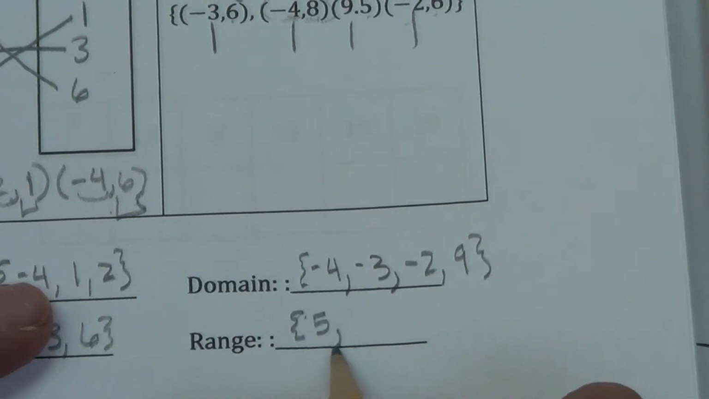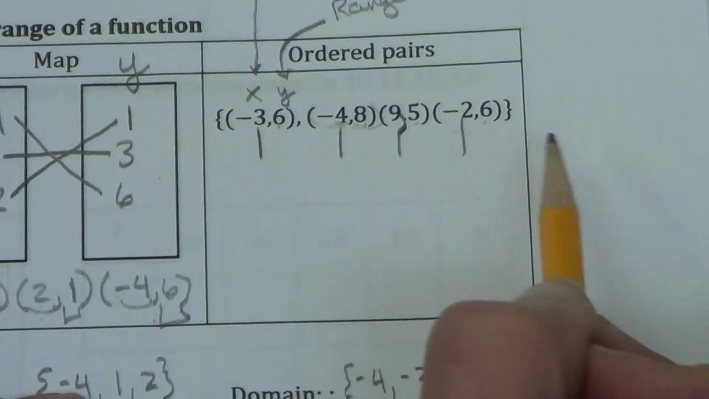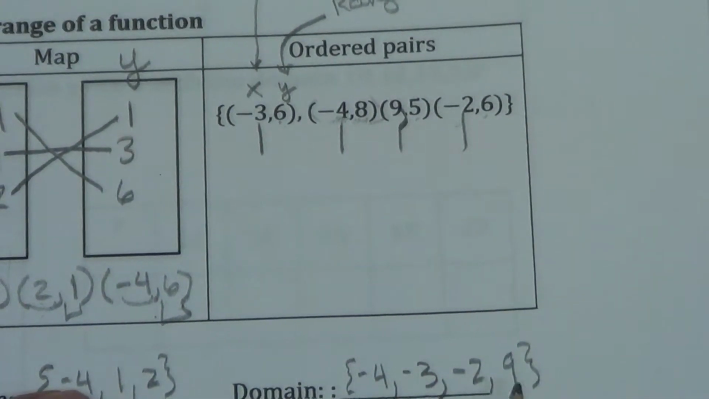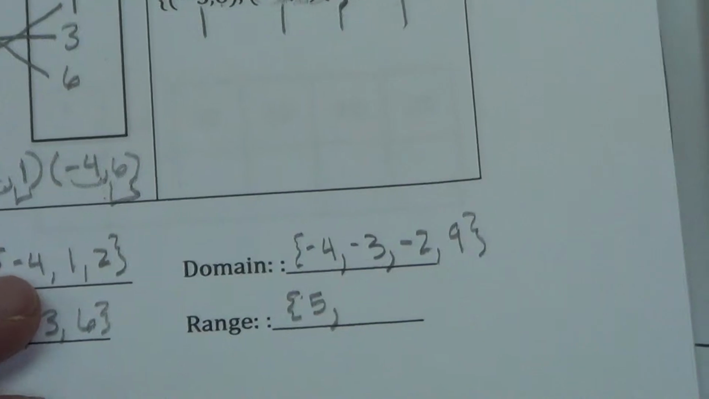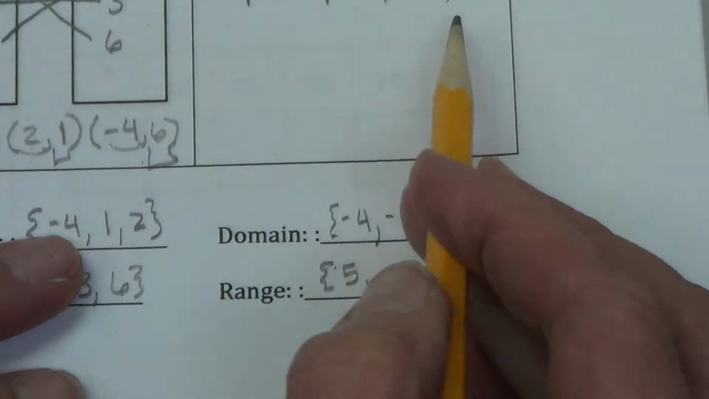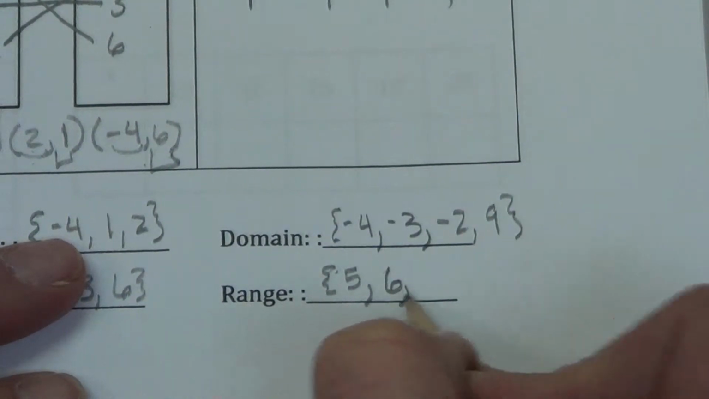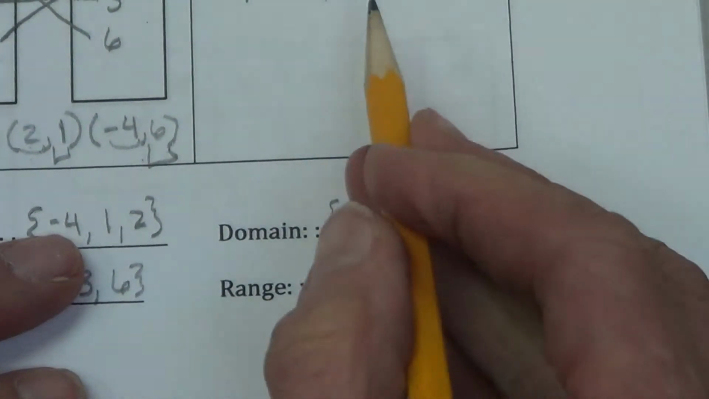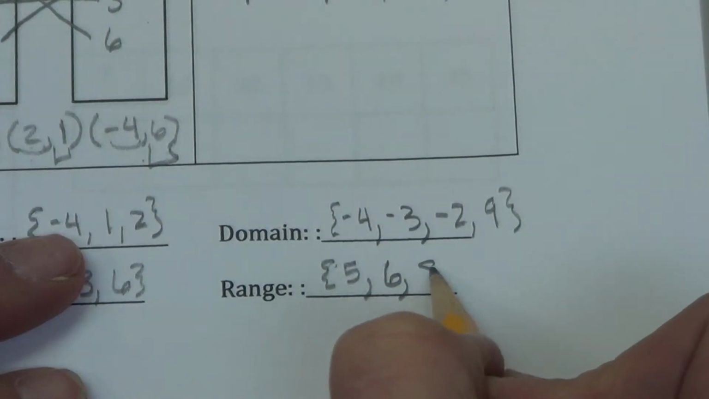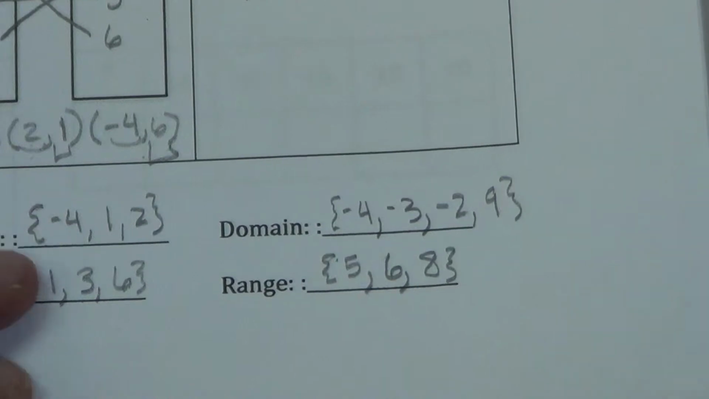Least. I'm so sorry. By the way, that's a typo there. It shouldn't be 9.5. It should be a 9, 5. 5 being the least. Next would be your 6. Don't write it twice, only once. And then the last one would be your 8. That's how you write the domain and range.